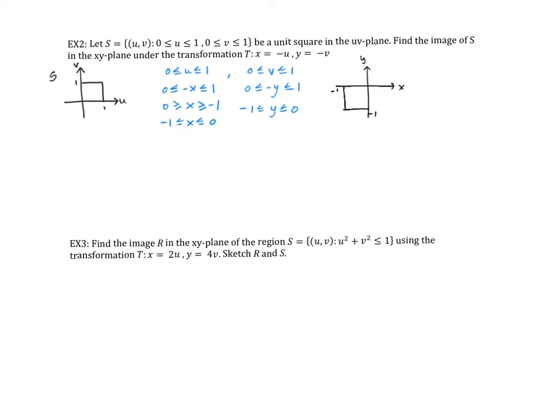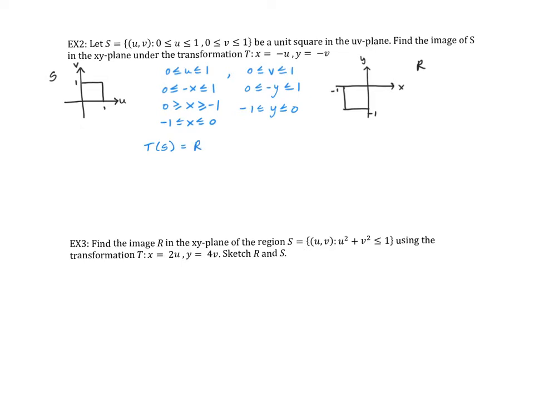But it's flipped around. Notice the shape has not changed from S to R. It's just sort of flipped around. This is a rotation of 180, well, is it 180? Yes, 180 degrees. So my transformation with respect to S is going to give me my region R.